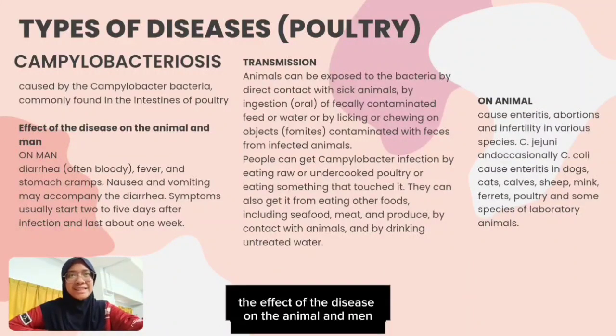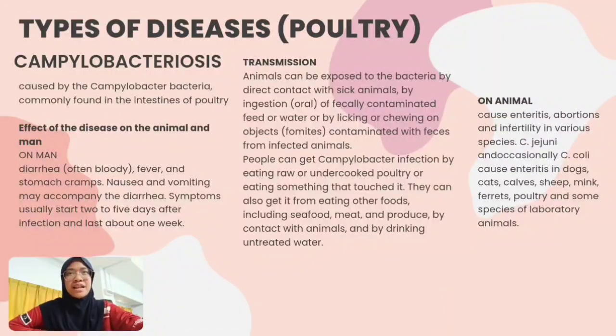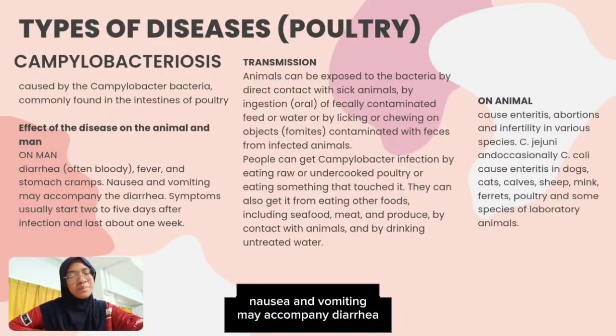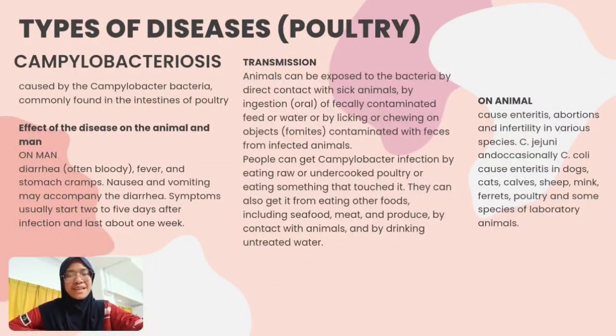The effect of the disease on the animal and man. People with Campylobacter infection usually have diarrhea, often bloody, fever, and stomach cramps. Nausea and vomiting may accompany the diarrhea. Symptoms usually start 2 to 5 days after infection and last about 1 week.